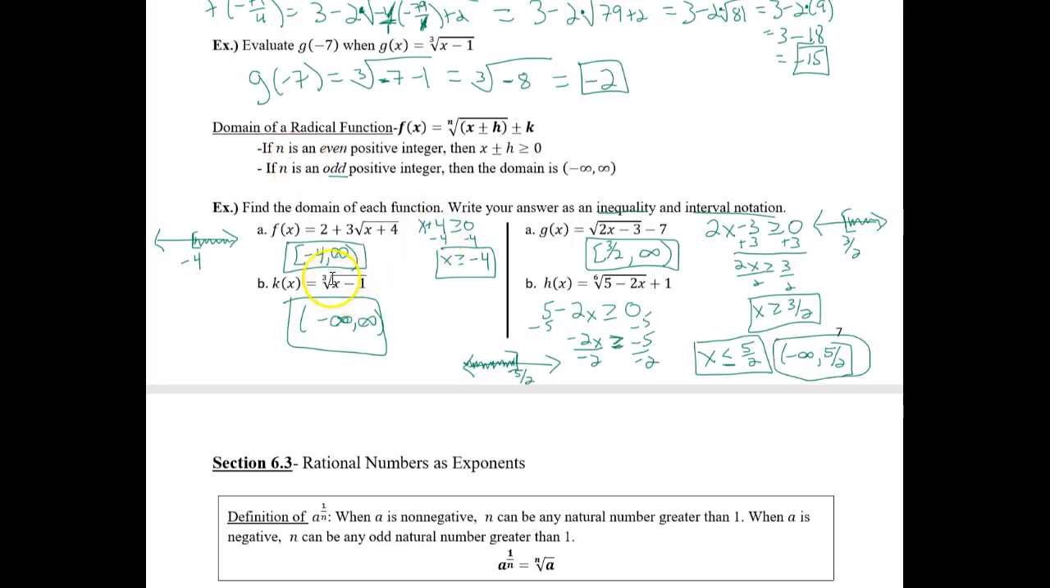Thus, if we have an odd index, an odd root, the domain is everything. There's no restrictions. If I have an even root, the expression underneath the radical, and only the piece underneath the radical, needs to be set greater than or equal to 0. Solve that inequality to find the domain.